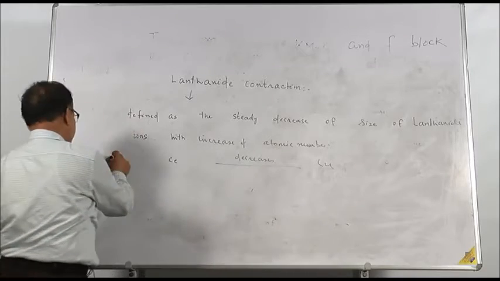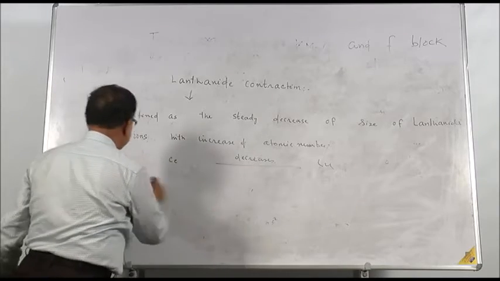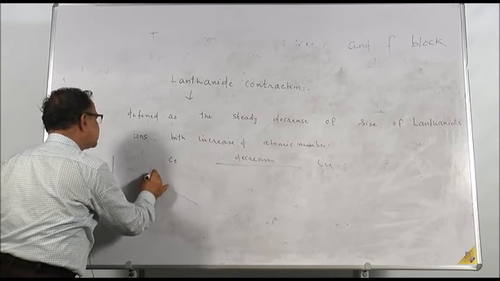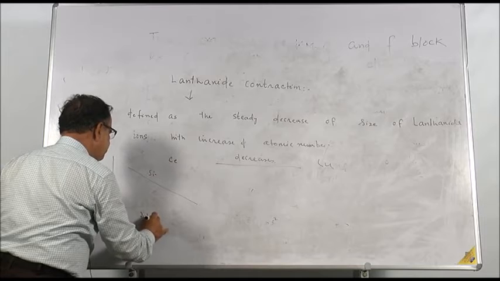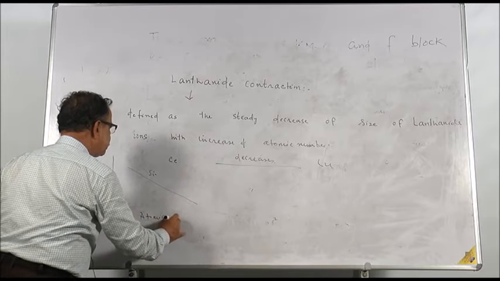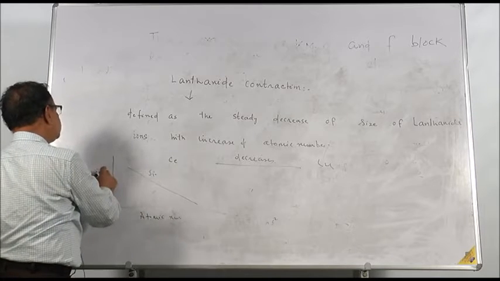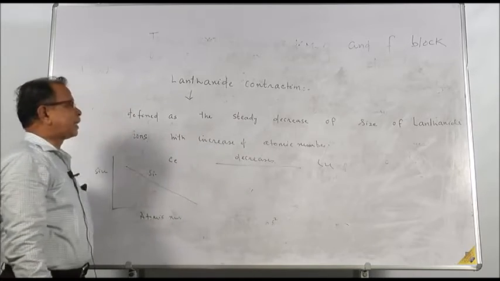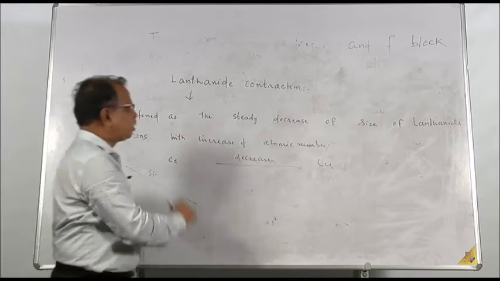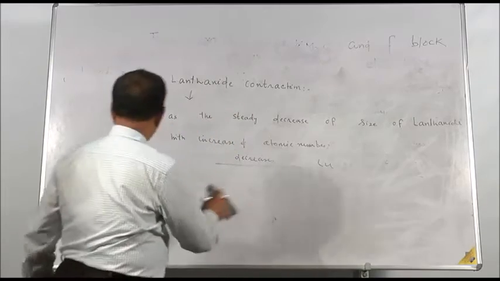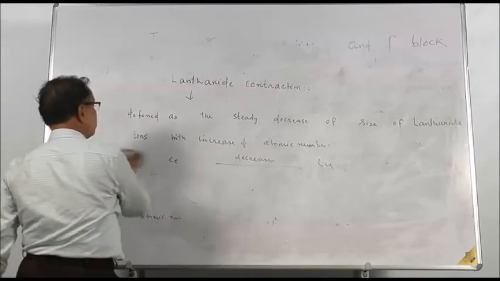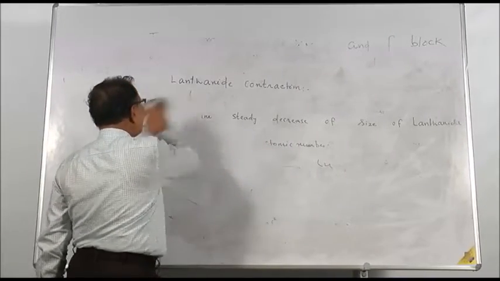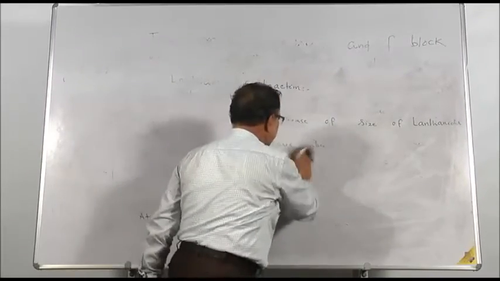If we draw a graph, as the atomic number of the lanthanides increases, the size gradually decreases. With increase of atomic number, the size decreases. This decrease of size with increase of atomic number of lanthanides is called lanthanide contraction. Then we have to discuss the cause of lanthanide contraction.